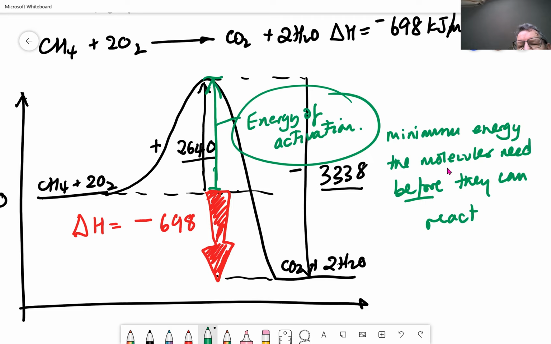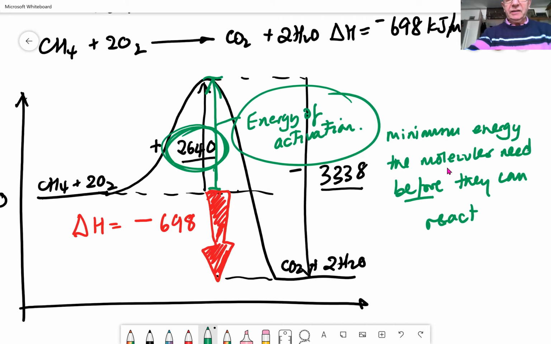Okay, before they can react. So in other words, if the methane and oxygen crash into each other, they will do nothing if they do not have, in this case, 2640. They need to have that energy. That is what the match does to the stove. It lights the stove.